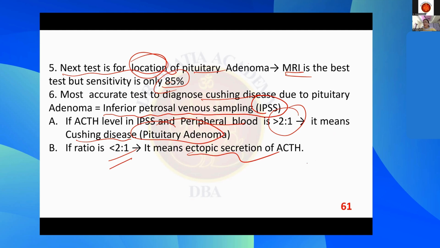Because sometimes what can happen, you can have two diagnoses. There's an ectopic ACTH, and at the same time there's a pituitary mass, but this mass may be an NFPT, non-functional pituitary mass. So you also have to go for IPSS, that is inferior petrosal venous sampling.